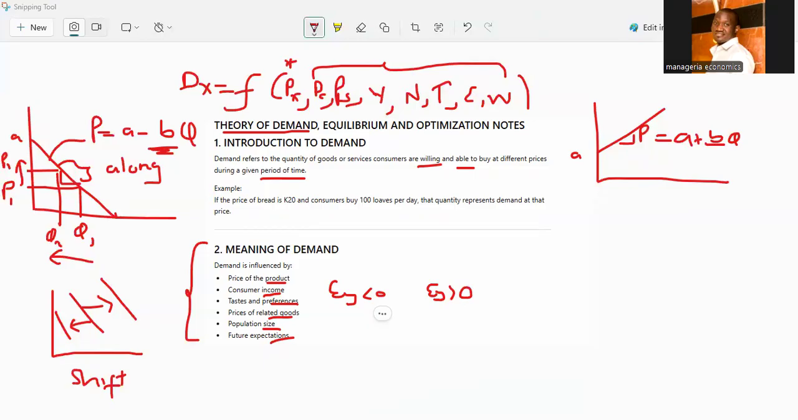The price of related goods. Okay, for instance, tea and coffee. So if the price of tea goes up, the demand for coffee will increase because you switch. If the price of coffee goes up, people demand less of coffee and will switch to demanding more of tea. We call that the substitution effect. Then we also have complementary goods like bread and butter. These are goods that move hand in hand.